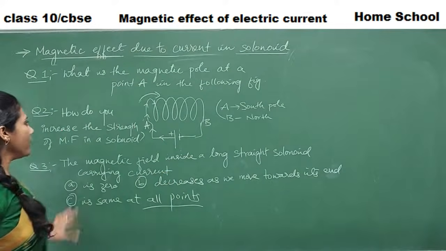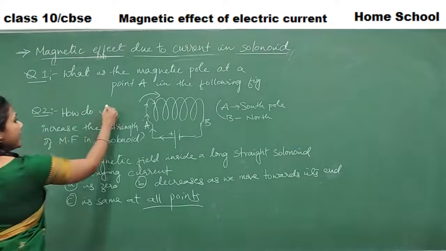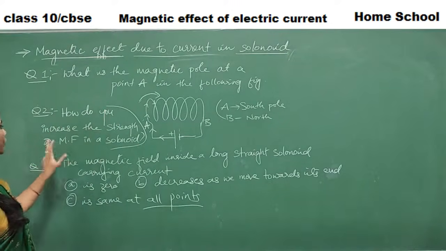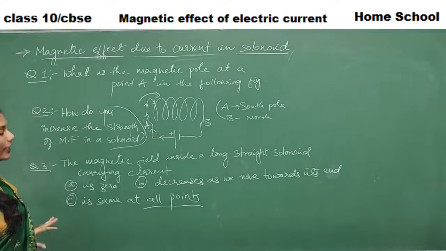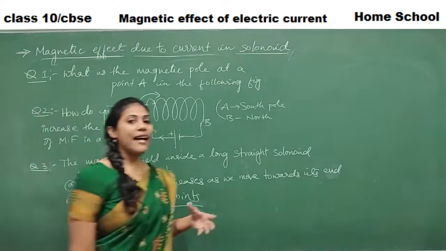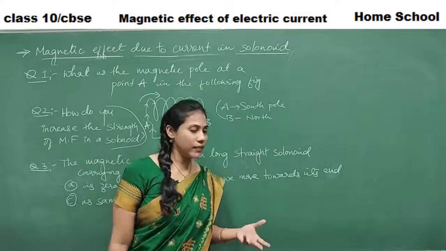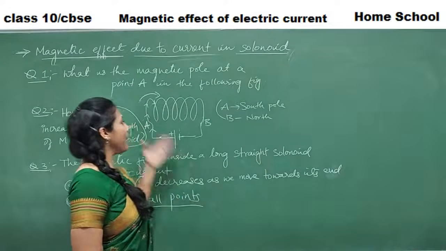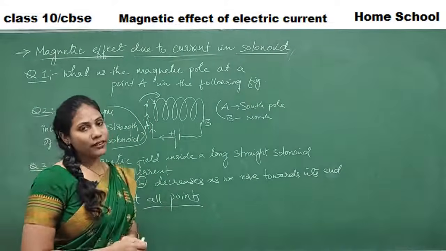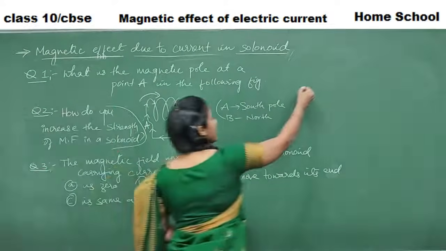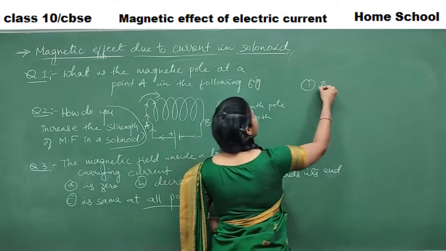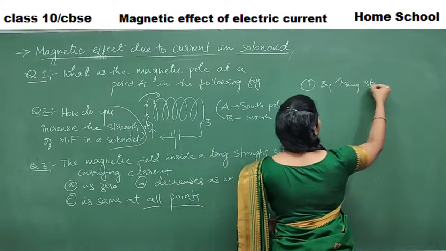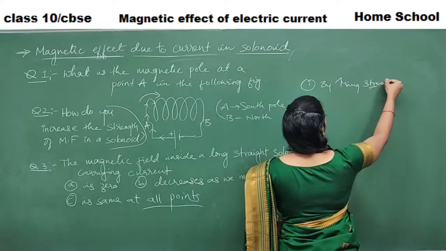So, coming to the next question. See, this is our next question, guys. How do you increase the strength of magnetic field in a solenoid? This is actually a very important question that everybody has to remember. So how do you increase the magnetic field around a solenoid? One thing is, what's the answer here? One thing is by increasing the strength of current.